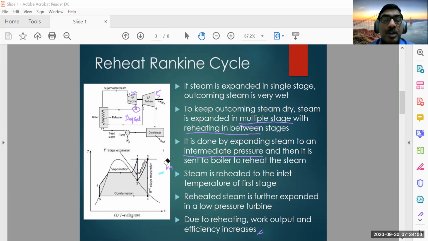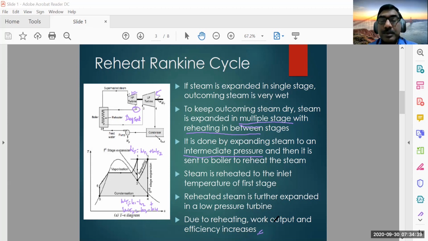So here the total work done, if it expanded in multiple stages, will be WT equal to WT1 plus WT2. What is WT1? WT1 is equal to H1 minus H2, and WT2 is H3 minus H4. So the total work is WT1 plus WT2. That means the work done by the high pressure turbine plus the work done by the low pressure turbine.